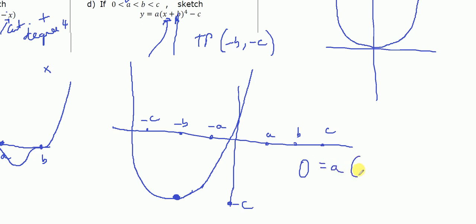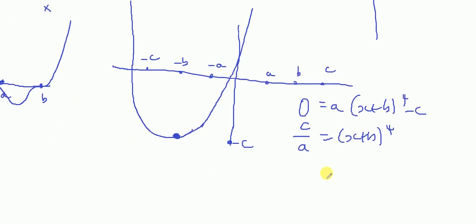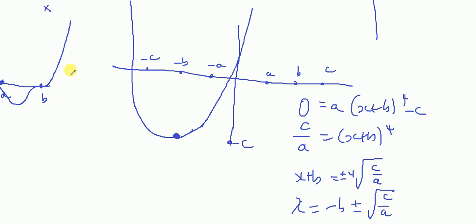0 equals A times (x plus b) to the power of 4 minus c. C divided by A is (x plus b) to the power of 4. Therefore, x plus b equals the 4th root of c on A, and there's plus or minus of them because it's even. So x equals minus b plus or minus the 4th root of c on A. So this one here will be minus b minus the 4th root of c on A. And this one here will be minus b plus the 4th root of C on A.